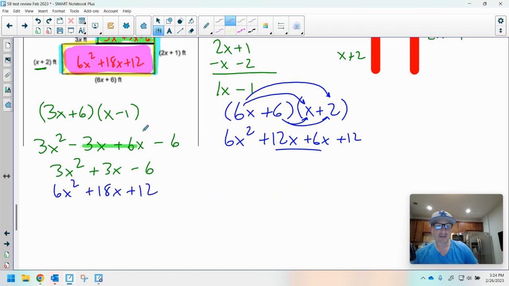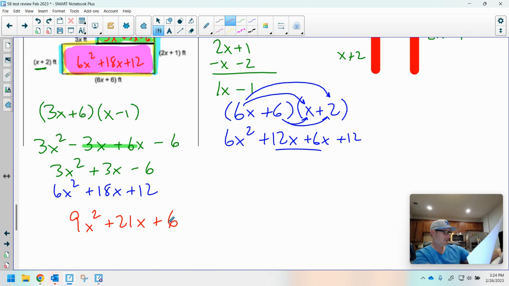We're going to add the like terms, do the column thing. 6x squared plus 3x squared is going to be 9x squared. When we're adding, we do not change the x squareds. 18 plus 3 is going to be 21 with an x, and 12 minus 6 is going to be a plus 6. Let me confirm that's what I got before when I worked this out. I got 9x squared plus 21x plus 6. I do believe that's right. I did it twice and got the same answer, so I hope so.